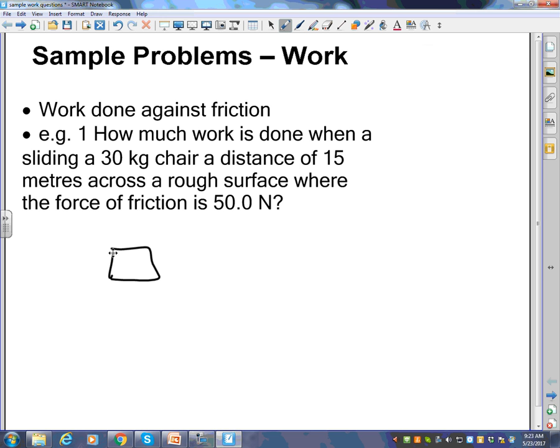So in other words, you've got an applied force this way, and you've got a friction force this way, and the friction force is 50. It doesn't say that it's a constant velocity, but it doesn't say acceleration, so you're going to have to assume that those two are equivalent. So the friction force is minus 50, the applied force is 50. All you're going to do is go work equals FD.